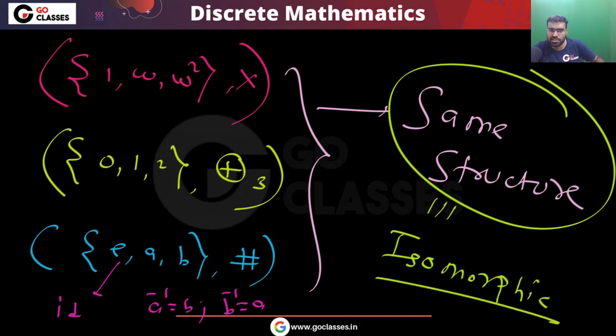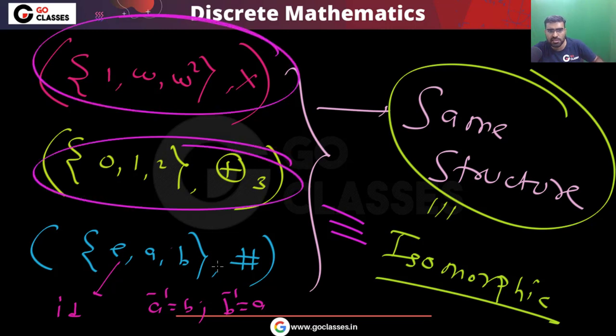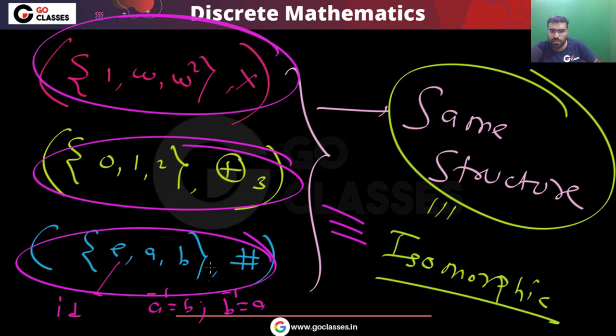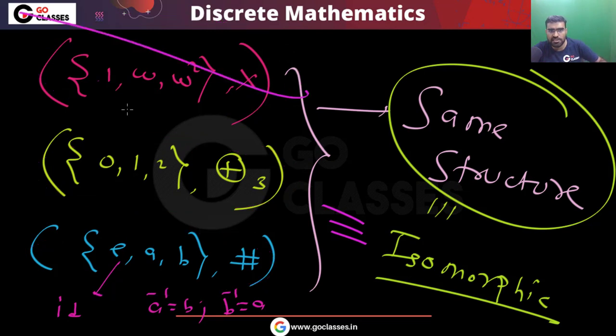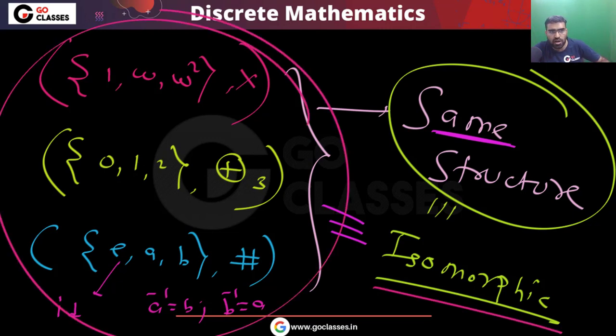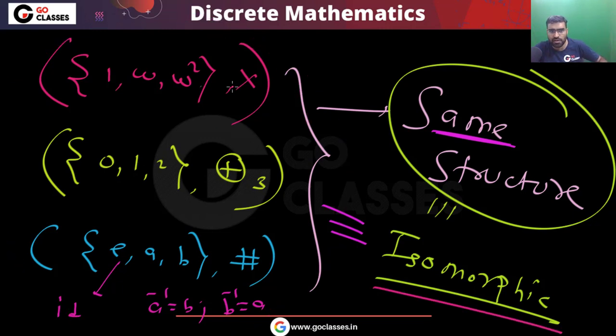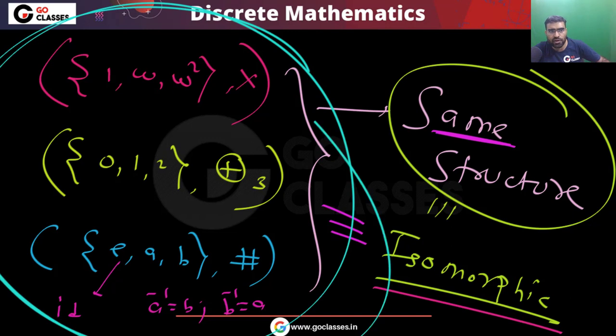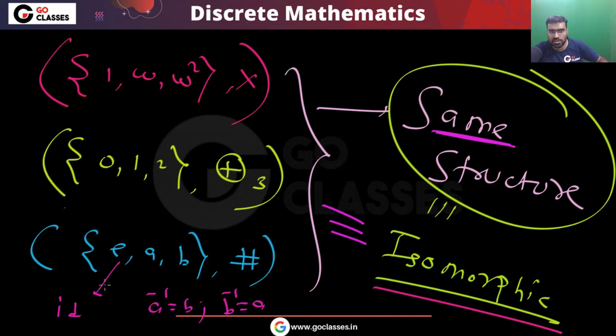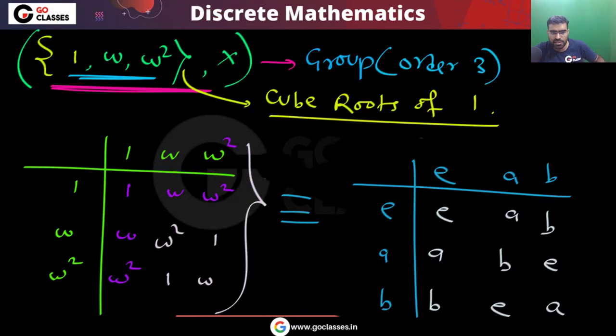Isomorphic means same structure. Okay, so I can say these three structures have the same structure. They basically have the same property. This structure has the same property as this structure, which has the same property as this structure. So these three structures are the same. I can say they have the same structure. I can also say they are isomorphic. These three are isomorphic to each other. So very simple. Now let's come back to the question.